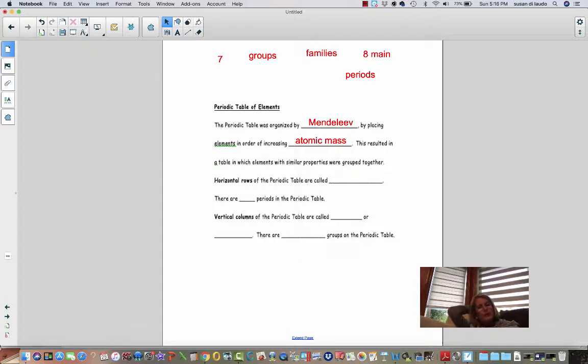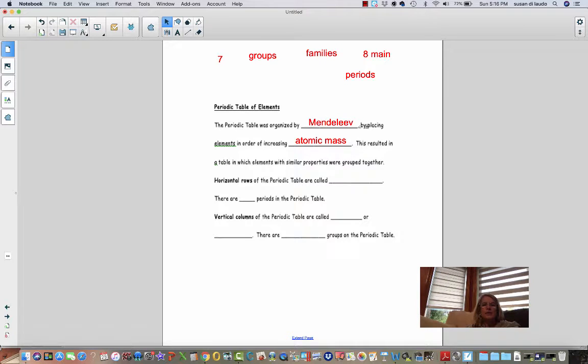And he could place them in order of increasing atomic mass. And when he did that, he kind of saw trends appear within these elements that were known at the time. He saw that similar elements that shared similar properties started to group together in this arrangement. And he was so sure about his table that he left blanks. He left spots open in the table.